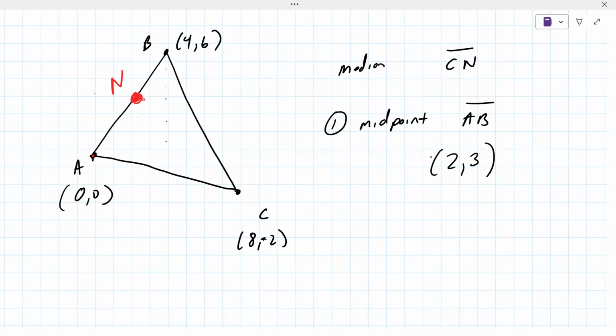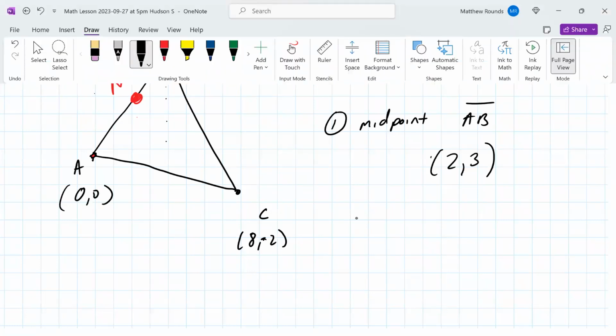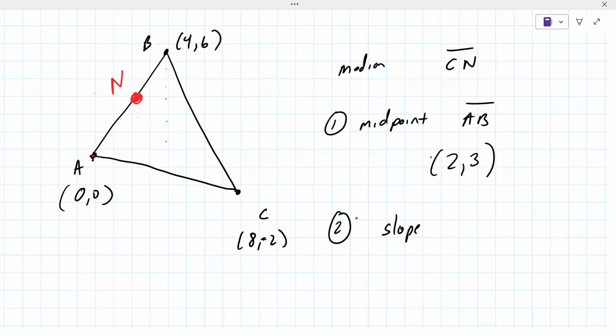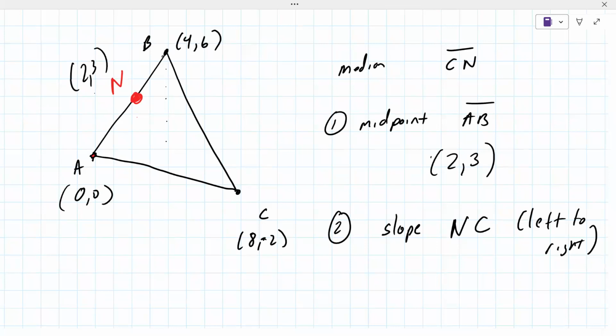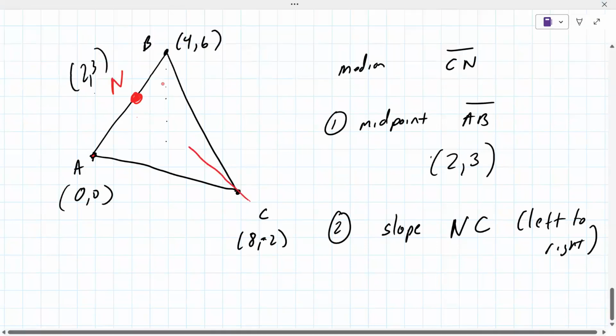I'm calling that N. The second thing we talked about doing is you're going to find the slope. This time it's N to C. It's always left to right, just like we read, just like we do things in this country. You can either count your rise over your run, or you can use the slope formula. Either one is fine with me. Will you calculate the slope for us, please? And it should be a negative number because it's going down and to the right.